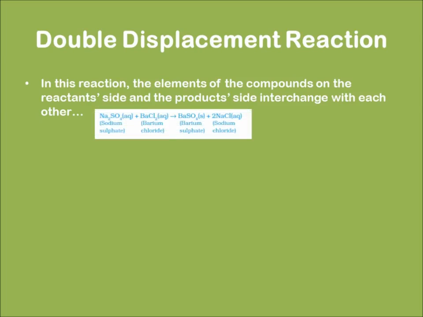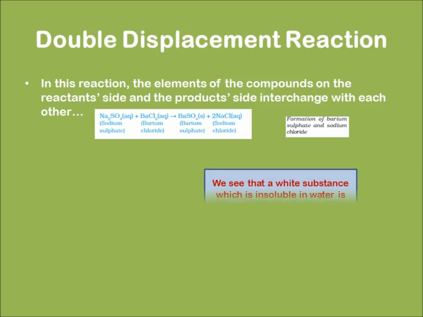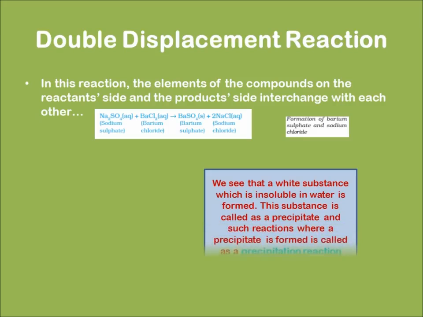Consider the following example. In this case, we can see that the barium is from barium sulfate and sodium is from sodium hydroxide. In this reaction, actually a white precipitate of barium sulfate is formed, and such a reaction is called a precipitation reaction.